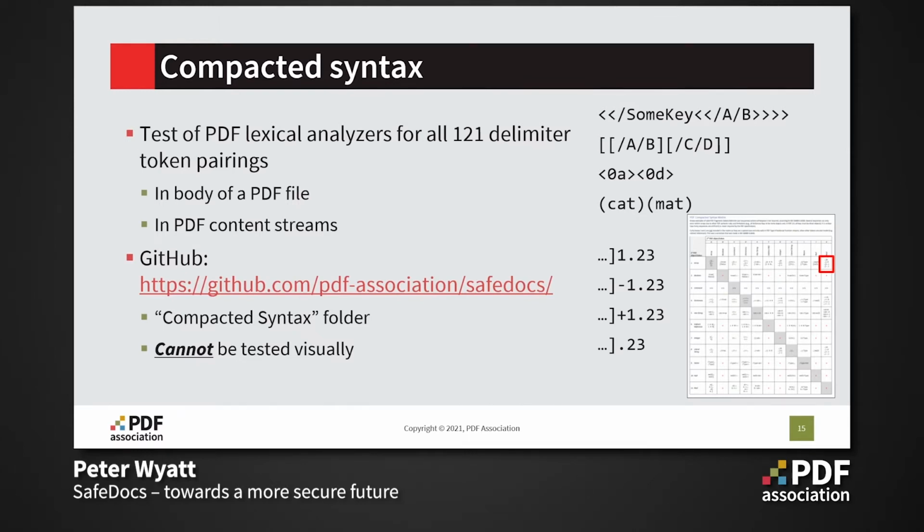I've created a compact test file for testing PDF lexical analyzers to ensure that they comply with the finer points of lexical analysis and token delimiters, and to ensure interoperability between implementations. Tests exist for the PDF body, where normal PDF objects are defined between obj and endobj keywords, as well as within PDF content streams. In the PDF Association's SafeDocs GitHub repo, you will find the handcrafted PDF file along with the documentation matrix shown here.